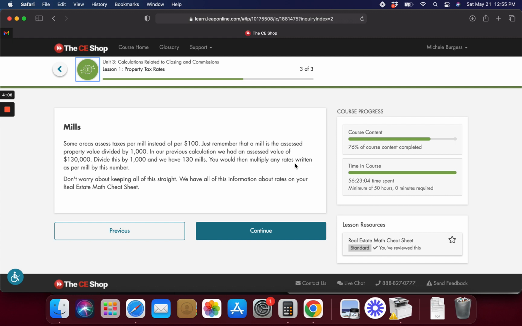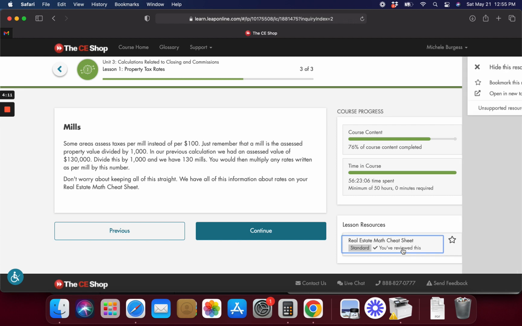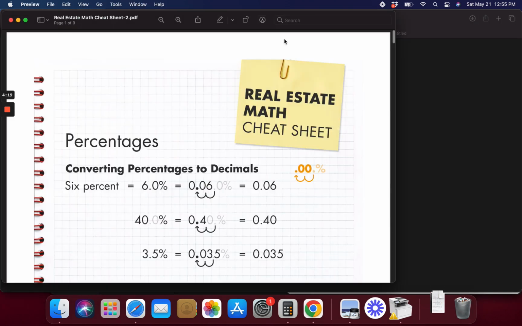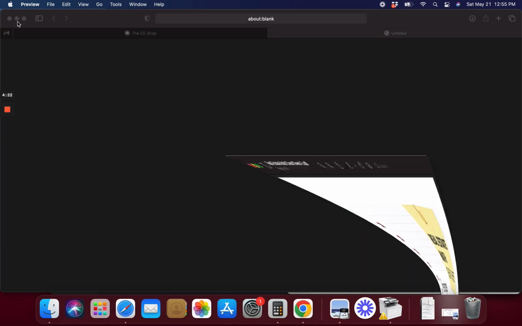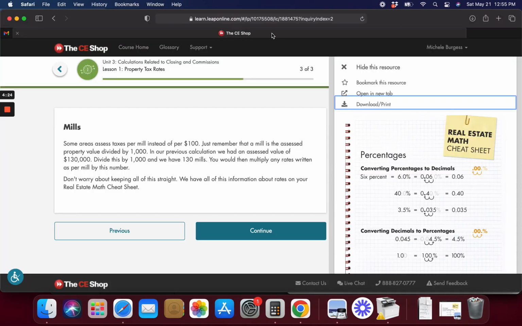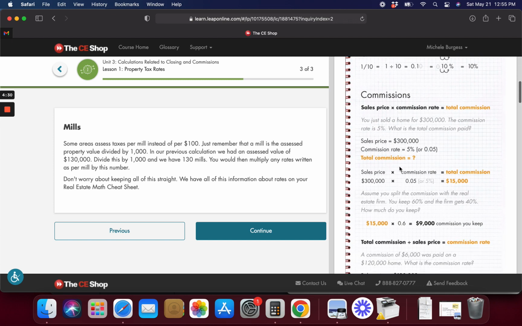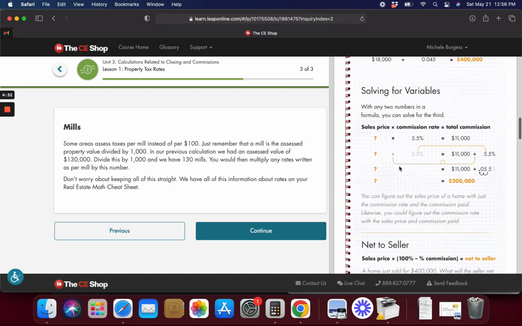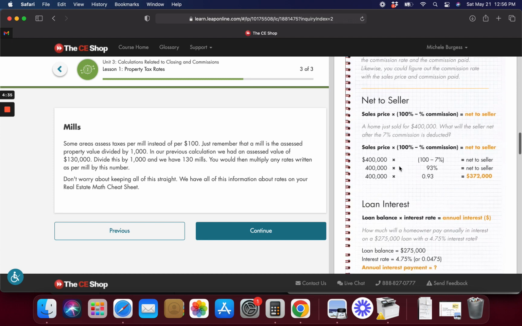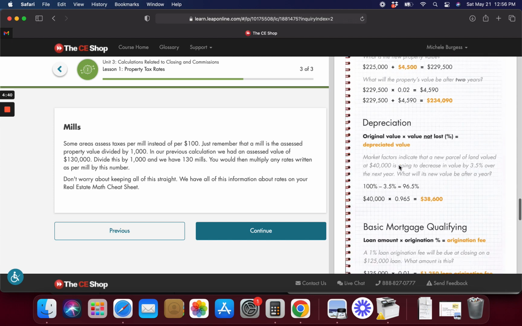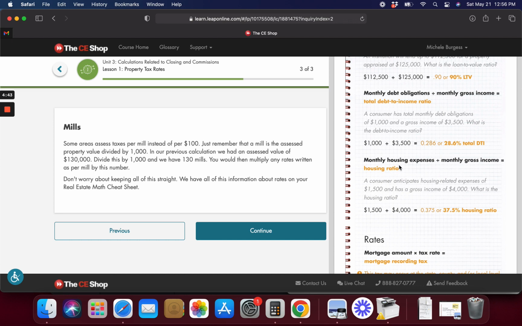We have all the information about rates on your math cheat sheet. Let's look at this a second, in case we need it for the test. We'll open it up one more time here. Let's see. Converting percentages to decimals, the sales rate times the commission rate. Solving for variables, net to seller, loan interest. If you love all this math, you might want to become a mortgage person, because this is what they do all day long.